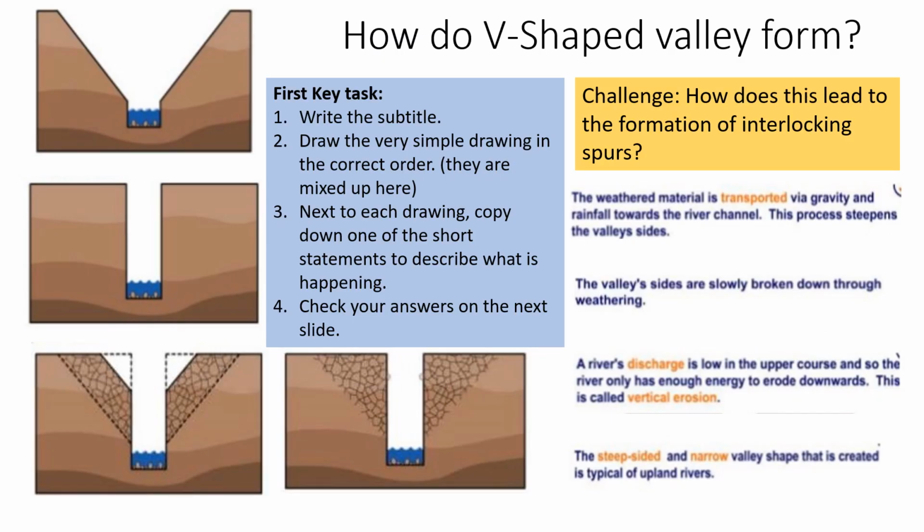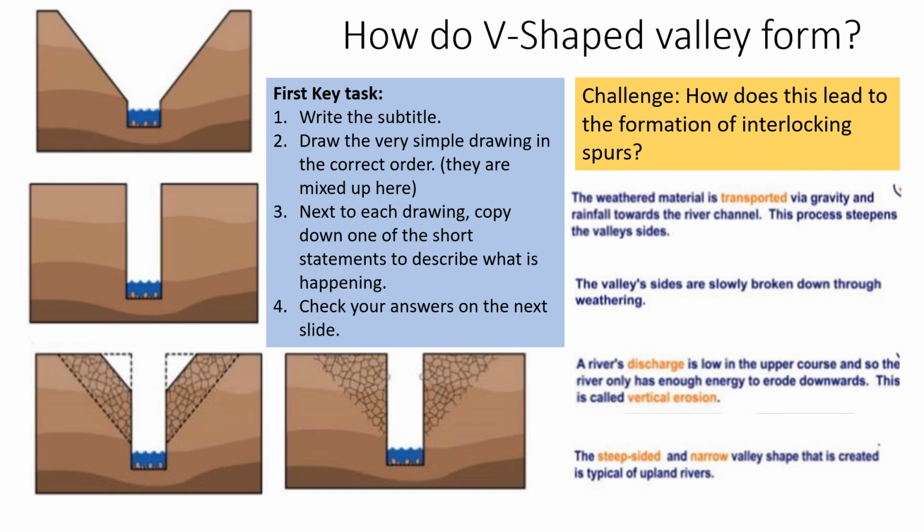So this is the first key task for today. First thing I want you to do is write the subheading, how do V-shaped valleys form? Then I want you to draw the 4 simple diagrams to the left, but in the correct order. I've purposely mixed them up.